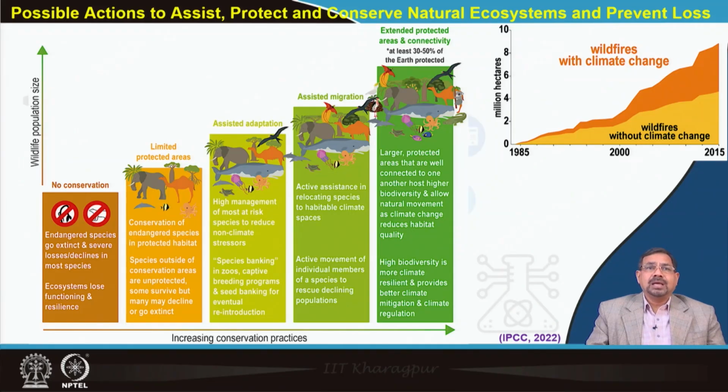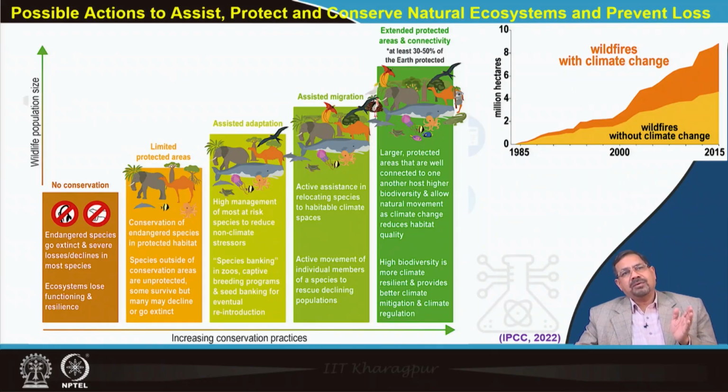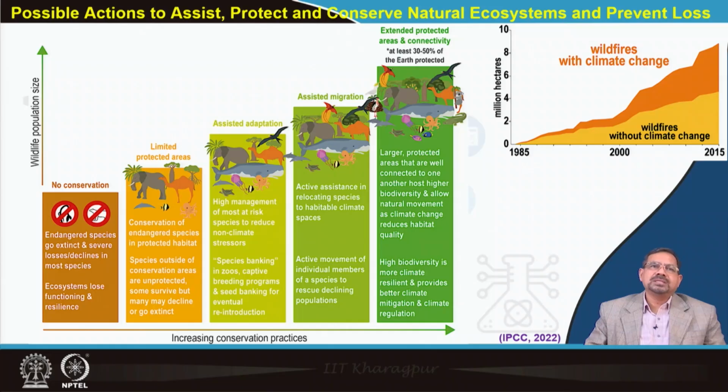The last one, you see the color gradation is from reddish to orange to yellowish to faint green and then dark green. So, this itself says that conservation practice is increased. If that is increased, then the wildlife population will also be protected. So, extended protected areas and connectivity, at least 30 to 50% of the earth can be protected with this. What is that? Larger protected areas that are well connected to one another host higher biodiversity and allow natural movements as climate change reduces the habitat quality.